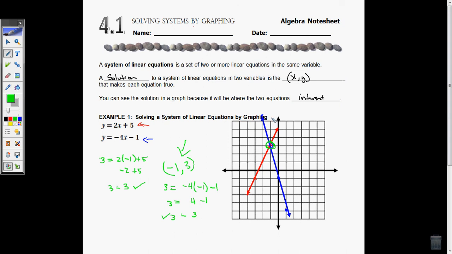And that's pretty much it for today. Just solving systems by graphing. That's your process. Graph the two equations, see where they intersect.